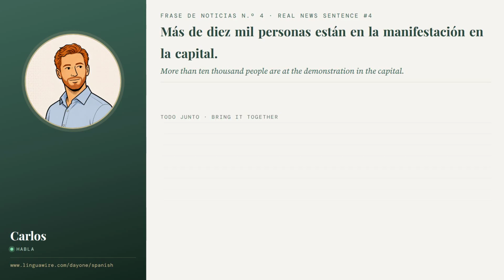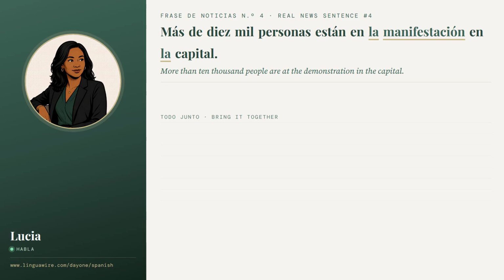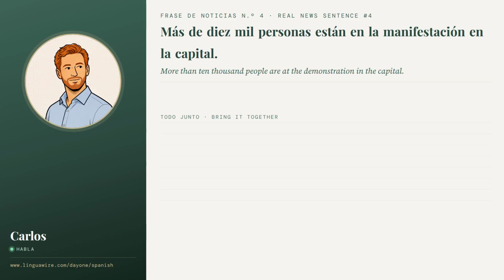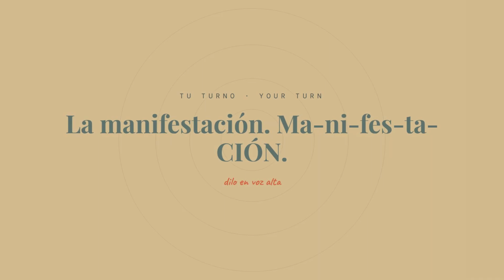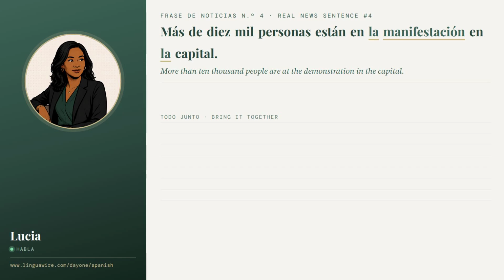And where are they? At the demonstration. A long word that does most of the work for you. La manifestación. Your turn. 5 syllables. Land hard on ción. La manifestación.